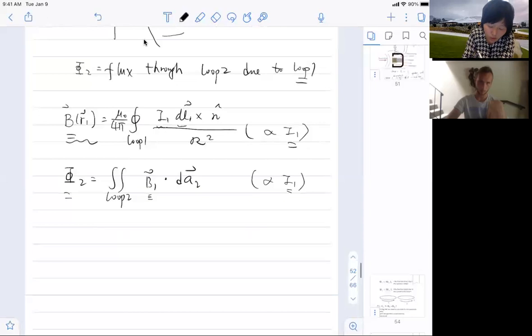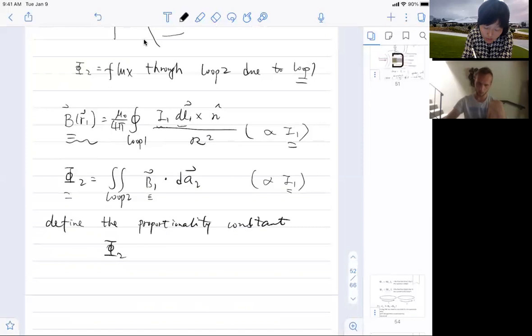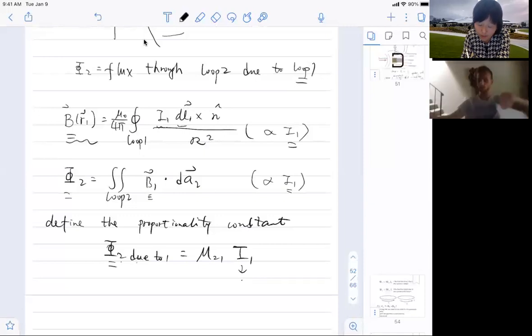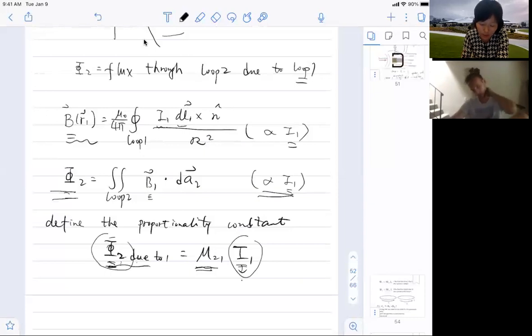Okay, now we got more space. All right, here, let's define a proportionality constant. We will give it a name later, but for now let's just call it a constant. It's a constant to describe the relationship of the flux going through loop two due to loop one. So current one generates a flux, and this flux is going through another loop, loop two. Because we already established this flux is going to be proportional to the current, the stronger your source, the bigger your flux. And what is the constant? There's some constant to describe that particular relationship.